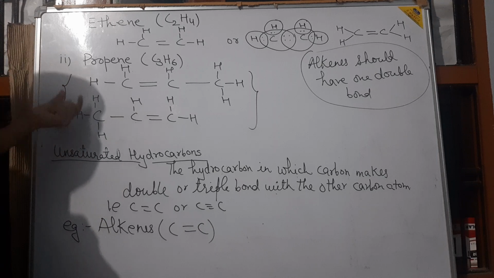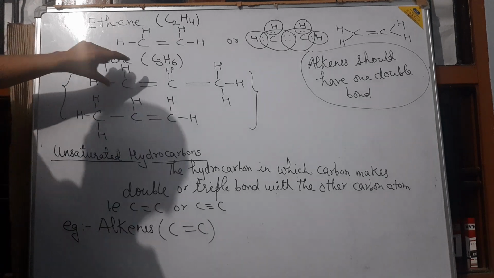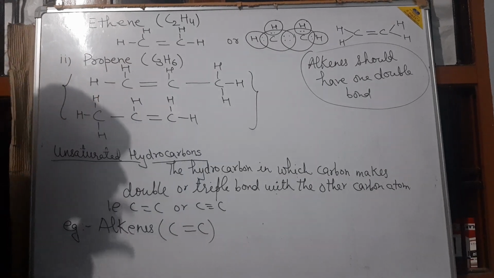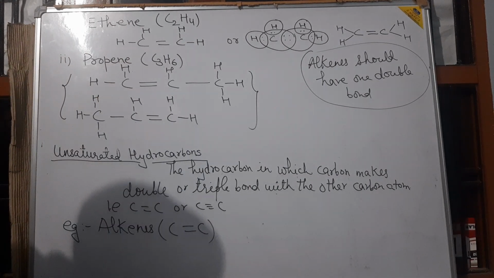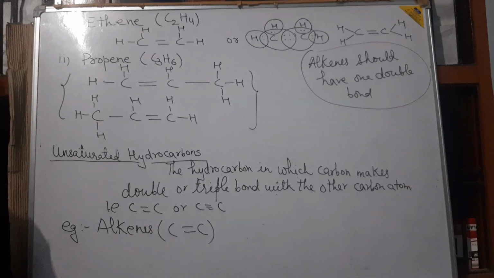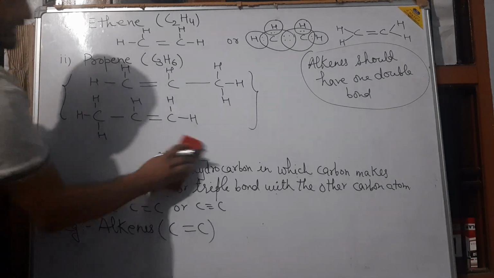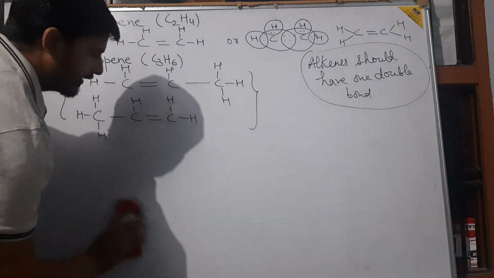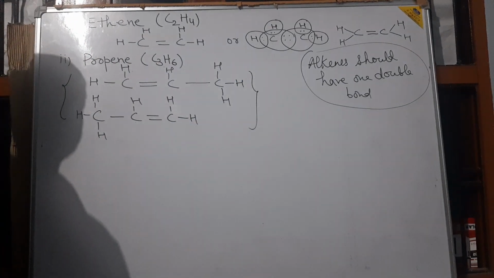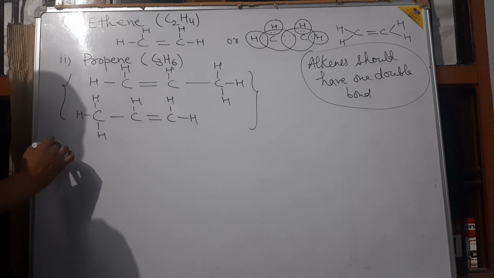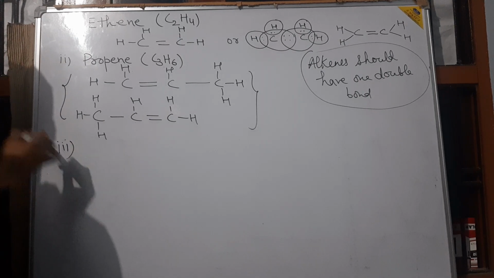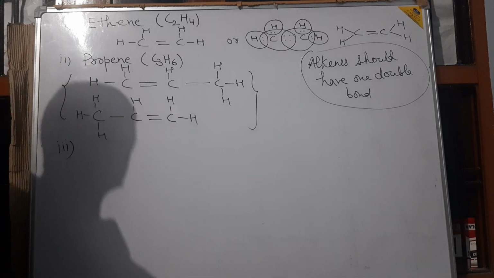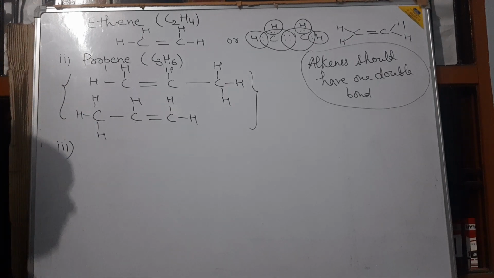Alright, beta? You have to draw the electron dot structure of propane yourself by taking this one or that one. Only one, because both the structures are the same. So when you have carbon greater than 2, one double bond should be present in between any 2 carbons.